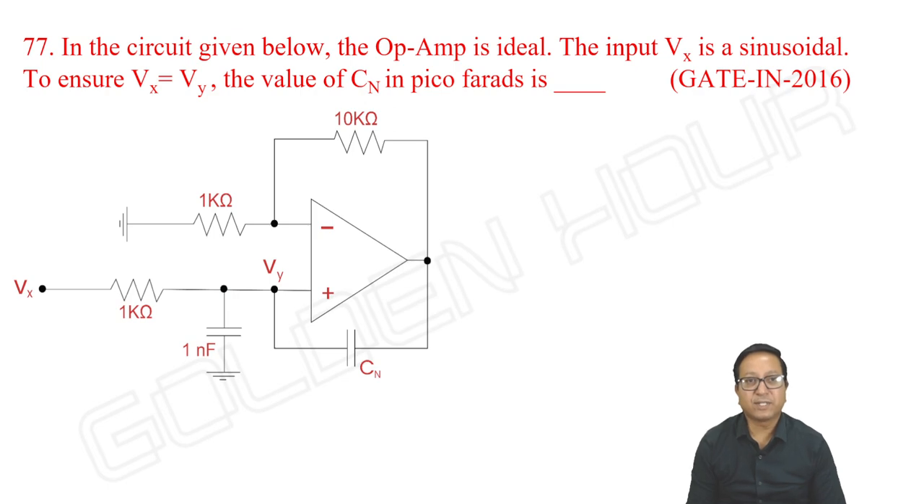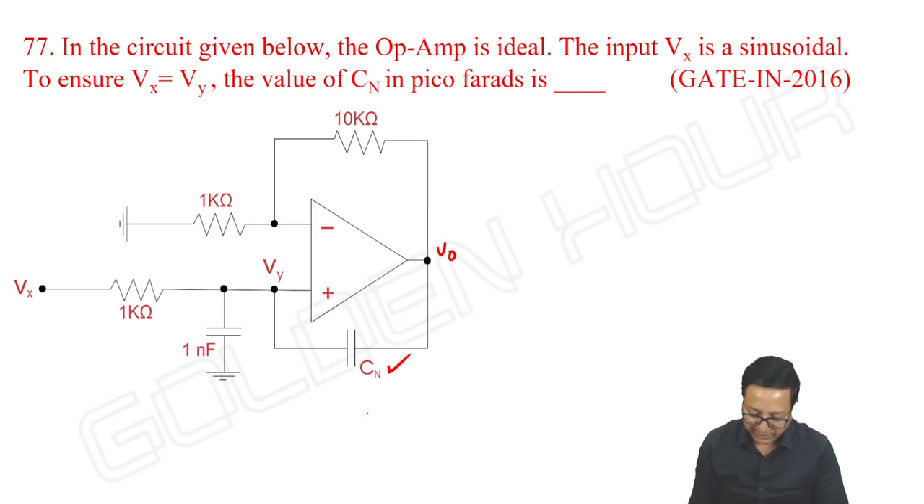In the circuit given below, the op-amp is ideal. The input Vx is a sinusoidal. To ensure Vx is equal to Vy, the value of Cn in picofarads is, what is the value of this capacitor? Okay, how do we find this?